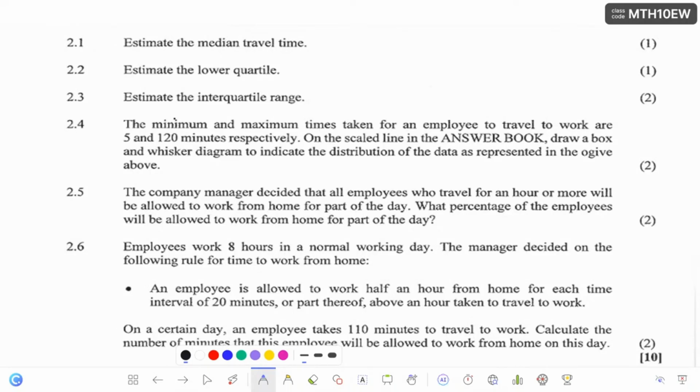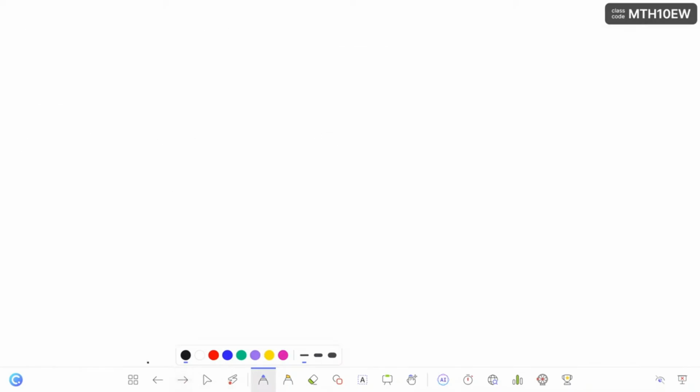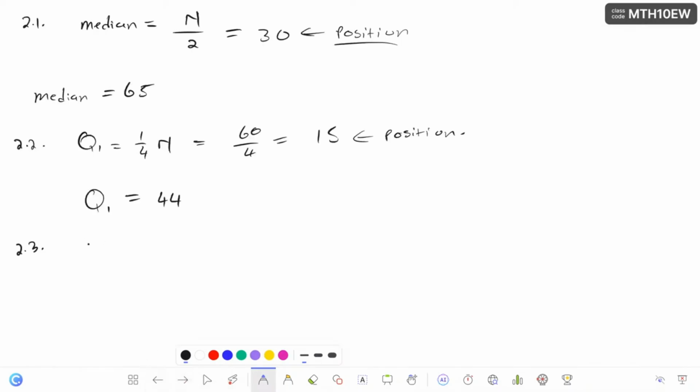So 2.3. Here they said estimate the interquartile range. Interquartile range, I hope you know the formula. Interquartile range is equal to Q3 minus Q1. So Q3, you can find Q3 by saying 3/4 n to find the position.